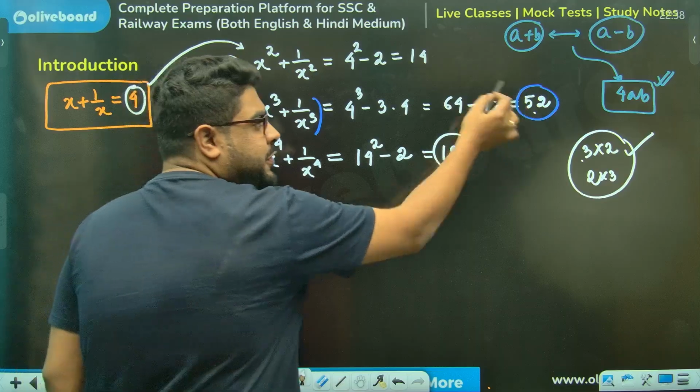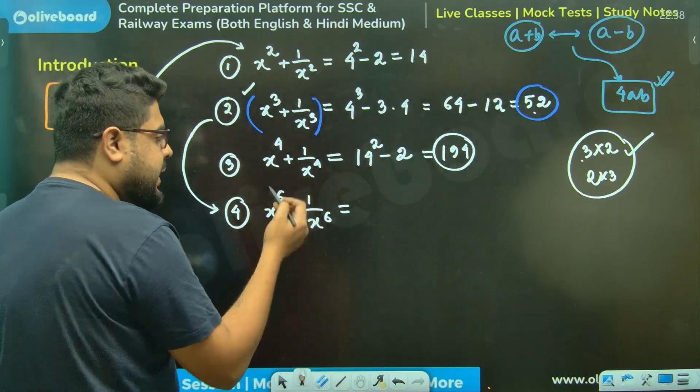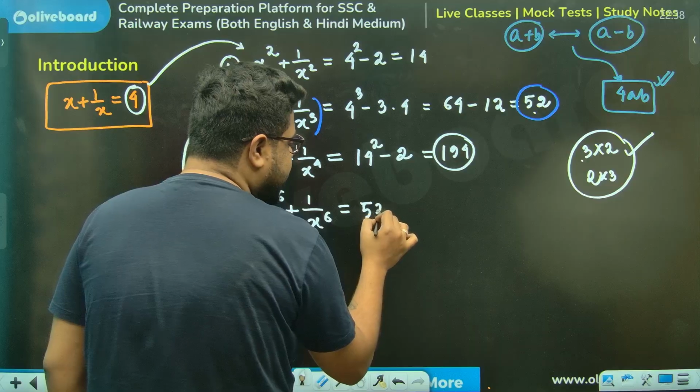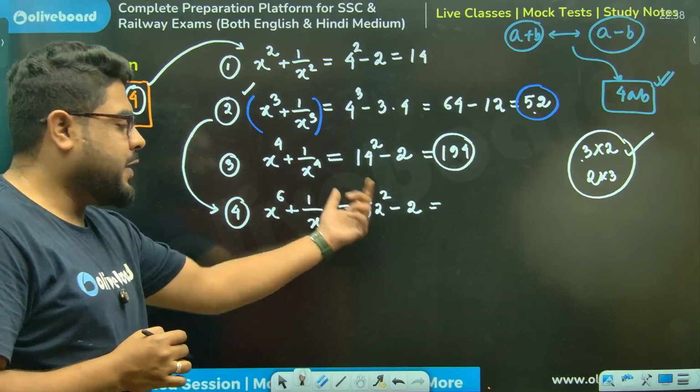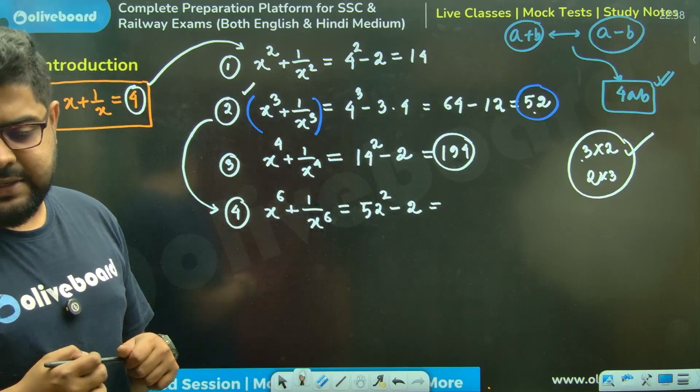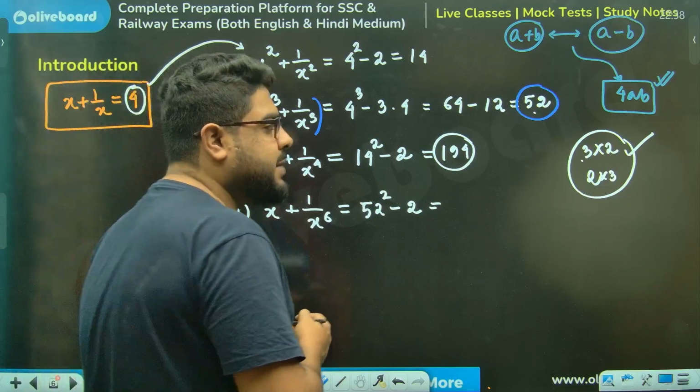First, I have found 52 using the cube formula. Then I'll say this is again p square minus 2. Now again, if anybody says, sir, I don't know how to find 52 square, use base method, sir. The best method will be the base method.